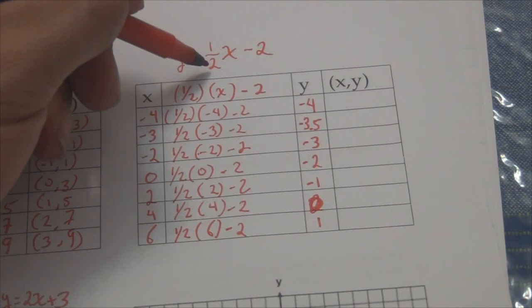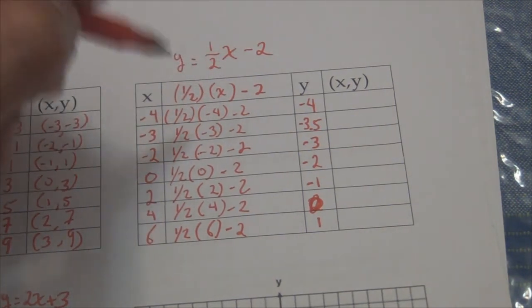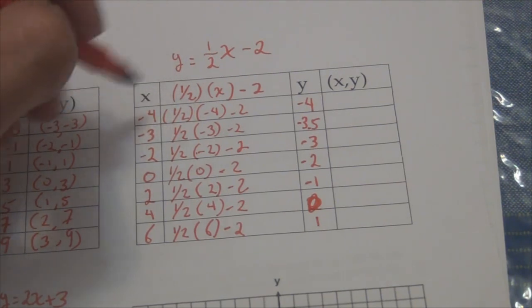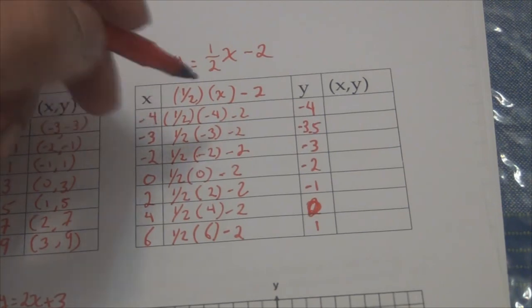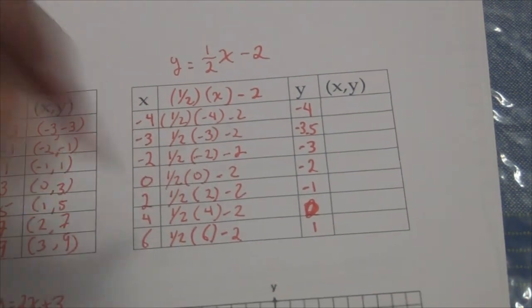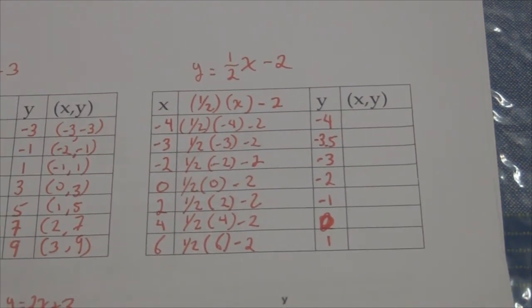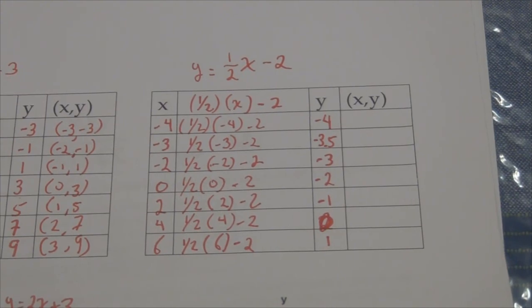If this had been 1/3, that means that everything will be divided by 3. So I would have just given numbers that are divisible by 3. I would have started at -9, -6, -3, 0, 3, 6, 9. I hope you understand that much. All right, so let's graph this.